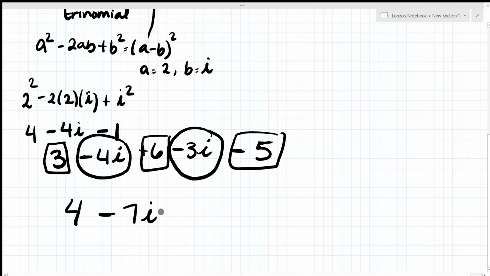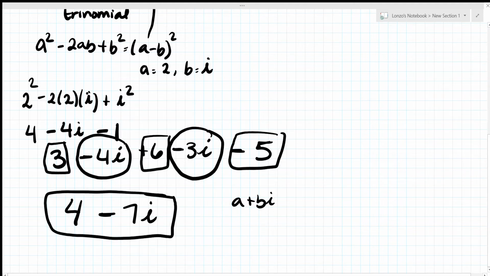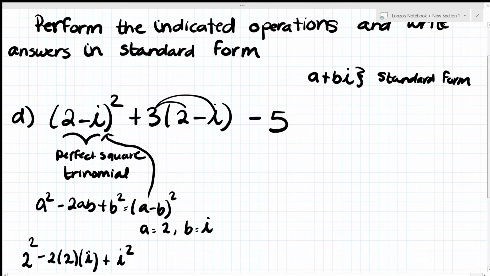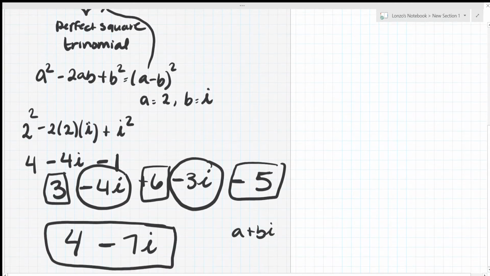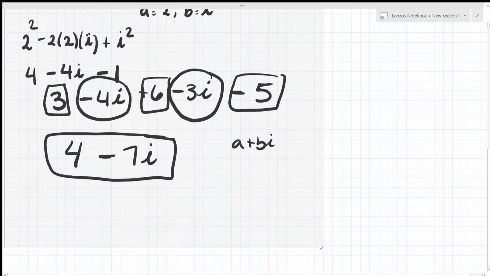Is this in standard form? Is it in a plus bi form? Yes. So this is my final answer. So that was D. Okay, let's do E.